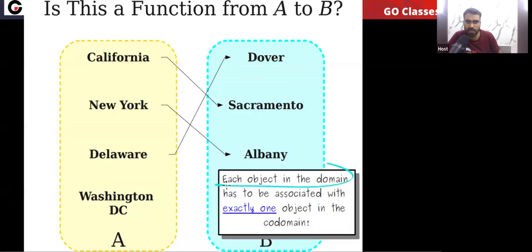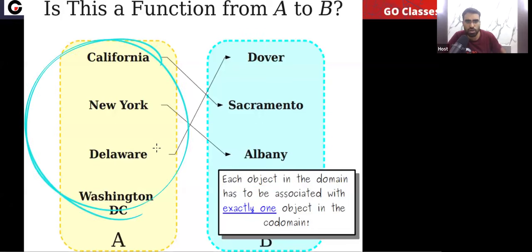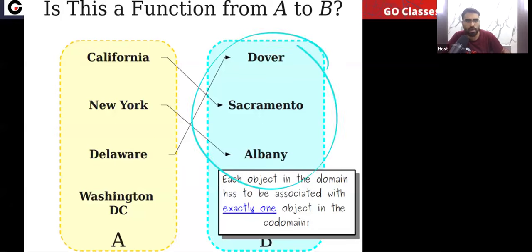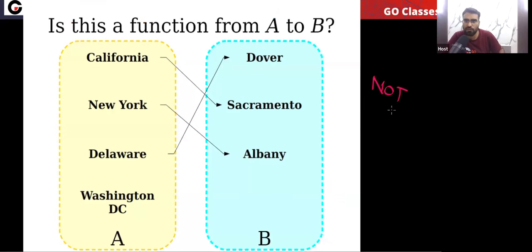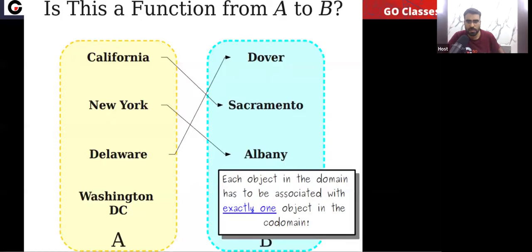Okay, so very simple. Every object of the domain, this is called the domain and this is called the codomain. Every element of the domain must be associated with exactly one element, not more than one, not less than one. So again, I can say this is not a function. Now let's move on.